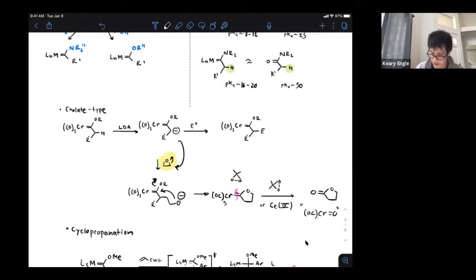And this you will see as a theme with Fischer carbenes is that the reactivity is very cool and interesting, and they generally have been hard to turn over.